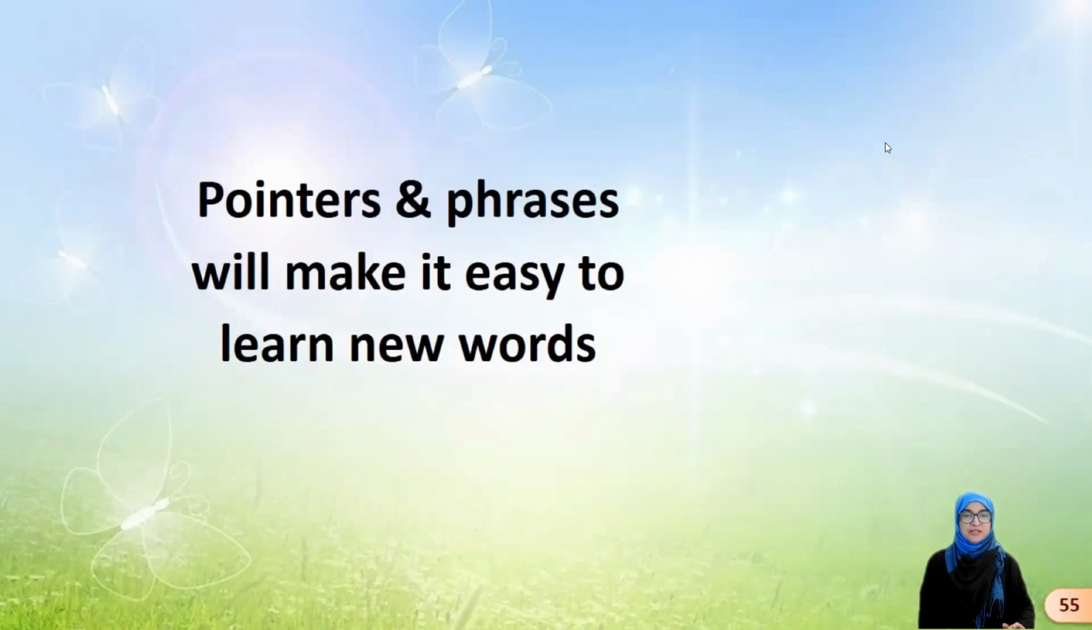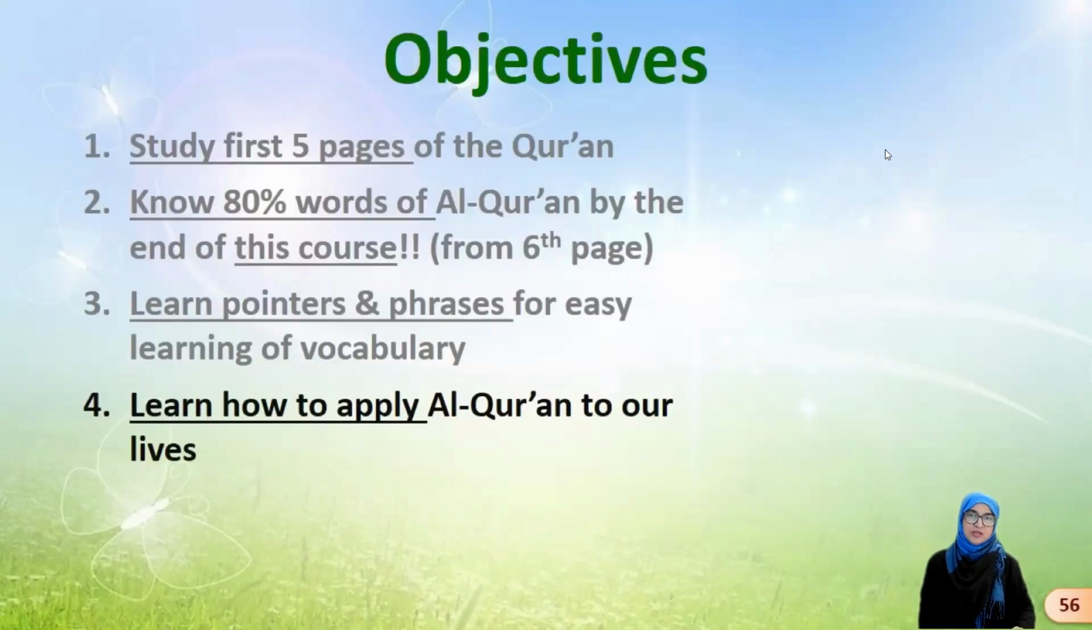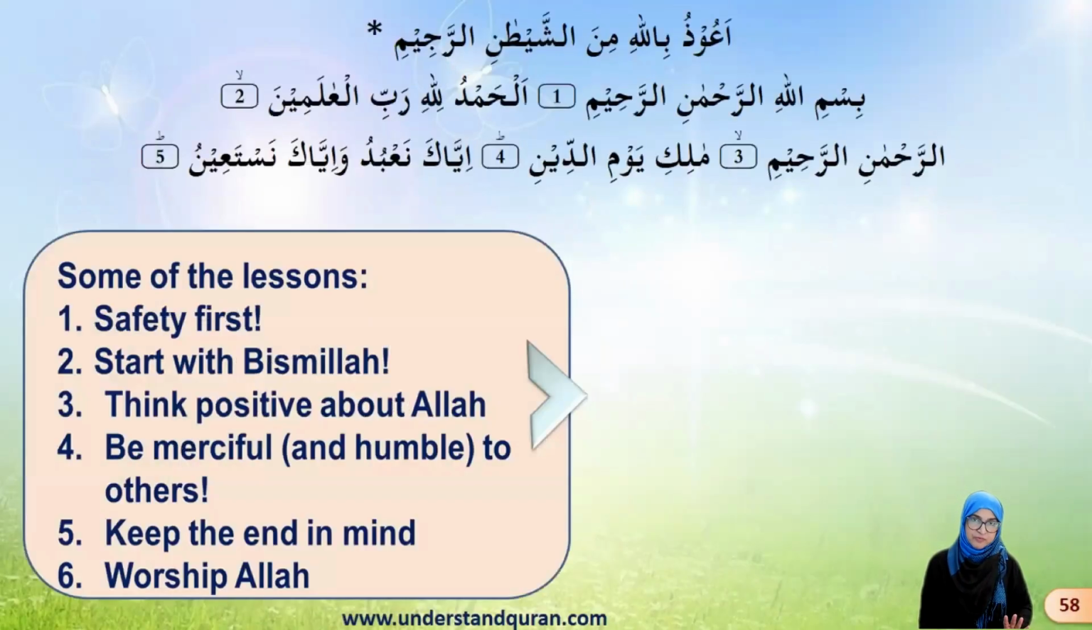Alhamdulillah. Pointers and phrases will make it easy to learn new words, and so we have finished the first three objectives: to study 5 pages, know 80% of the words, and learn pointers and phrases. We know these three objectives. The fourth objective is to learn how to apply Al-Quran to our daily lives. So this is how we learn how to apply.